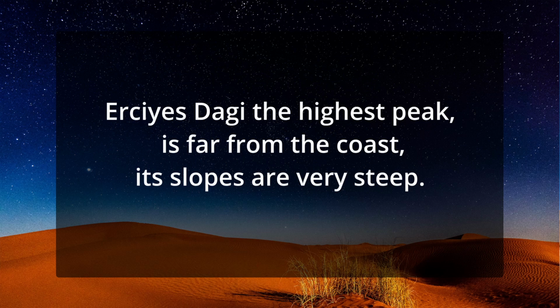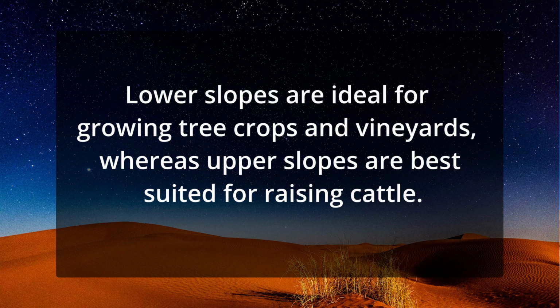The Taurus mountains are shaped like an arch and run parallel to the Mediterranean coast along the southern edge of the Anatolia plateau. Even though Irsias Dagi, the highest peak, is far from the coast, its slopes are very steep. The mountain spreads out in a north-south manner west of Igridir Lake to complete the confinement of the Anatolian plateau. The area is mainly affected by a Mediterranean climate. Lower slopes are ideal for growing tree crops and vineyards, whereas upper slopes are best suited for raising cattle.